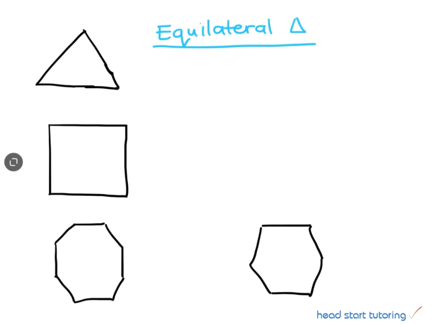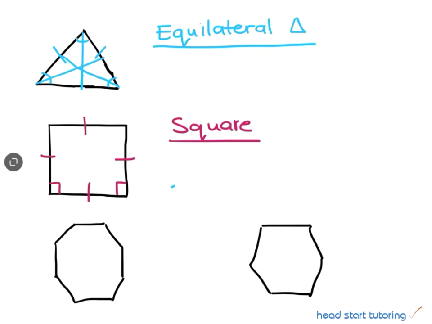Right, if we have a look at our equilateral triangle, we have got 3 equal sides and 3 equal angles. We will therefore have 3 lines of symmetry. Okay, let's have a look at our square. If we have 4 equal sides and 4 equal angles, we will have 4 lines of symmetry.